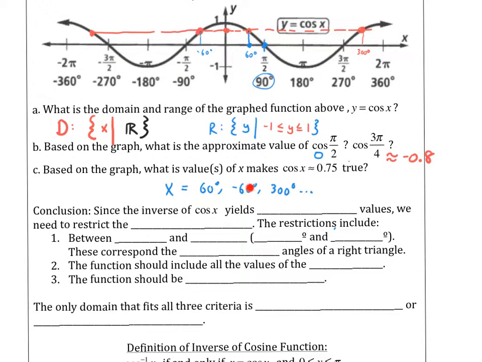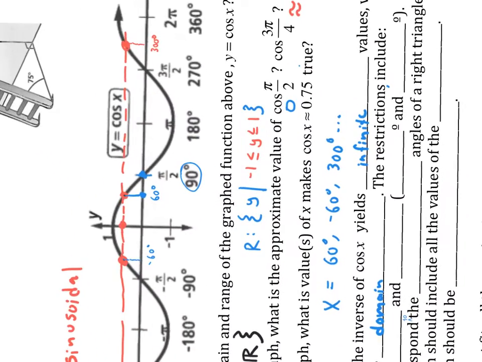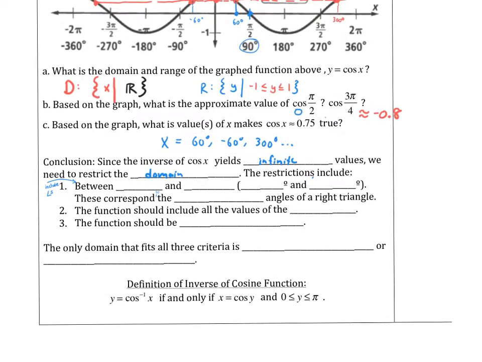Because there's an infinite number of possibilities when we're undoing cosine, it's best for us, when we are doing the inverse of cosine, to limit the domain here. Since the inverse of the cosine of x yields an infinite number of values, we need to restrict the domain because then it wouldn't pass the vertical line test. Again, just as a quick note, this isn't reflected, but here it doesn't pass the vertical line test, so I have to be able to restrict it a little bit.